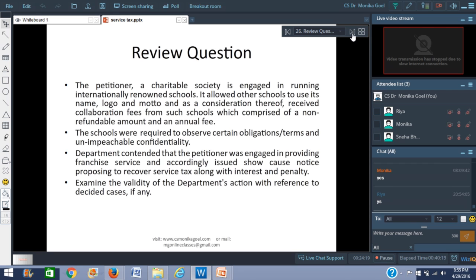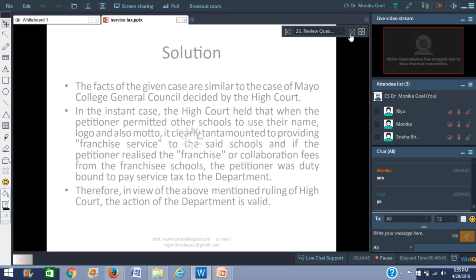Examine the validity of the department's action with reference to decided cases, if any. Now, before I go further, we have to understand the definition of service. The definition of service is when one person does something for another for a consideration. Now, there are two different people, a charitable society and the other schools. There is a consideration involved, right? So it can amount to a service, isn't it?